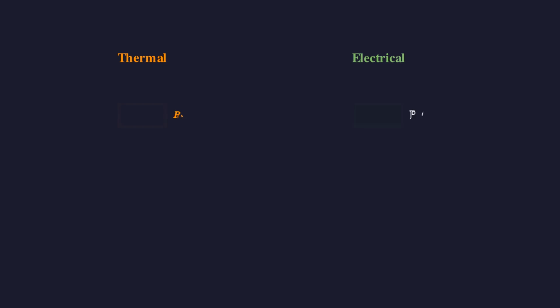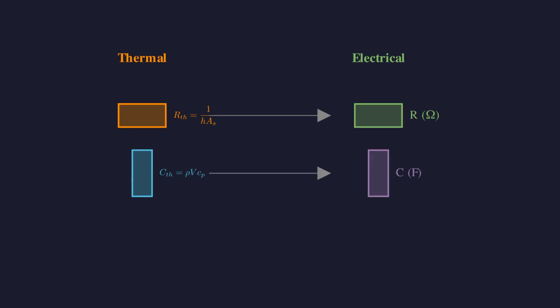There's an elegant analogy between heat transfer and electric circuits. Thermal resistance is like electrical resistance. Thermal capacitance is like a capacitor storing charge. The time constant τ equals Rth times Cth, just like an RC circuit's τ equals RC. This analogy lets engineers use circuit simulation tools to solve thermal problems.